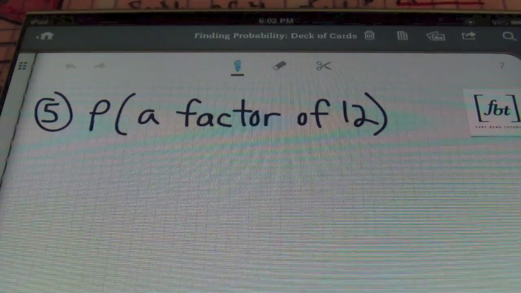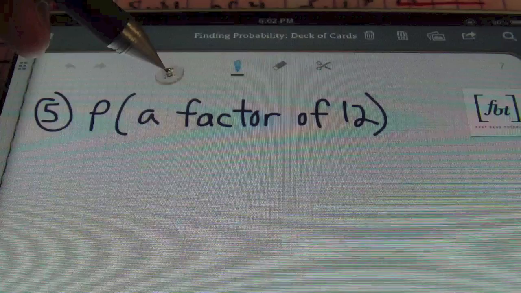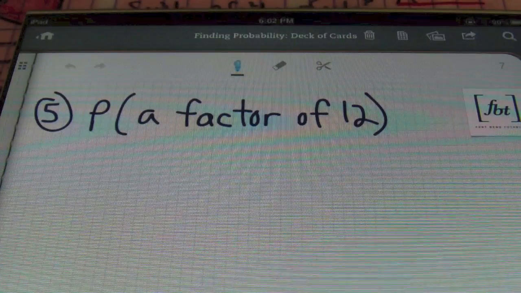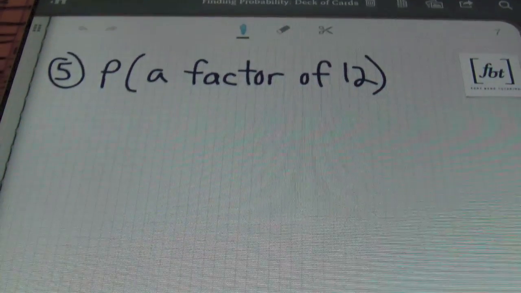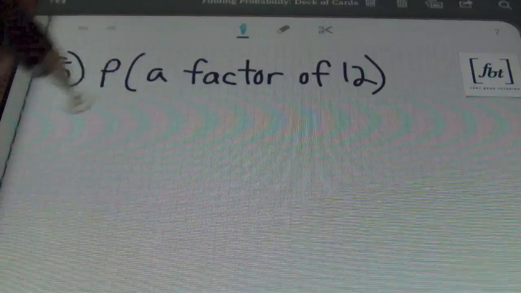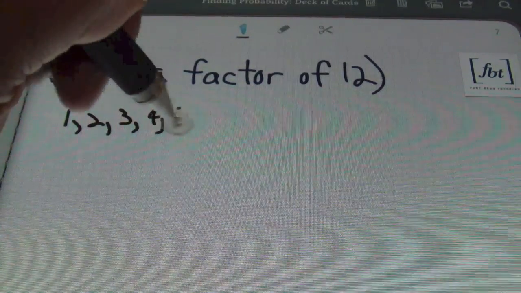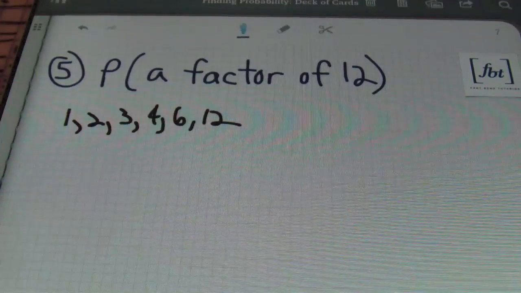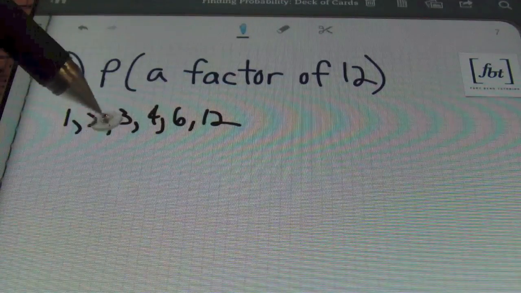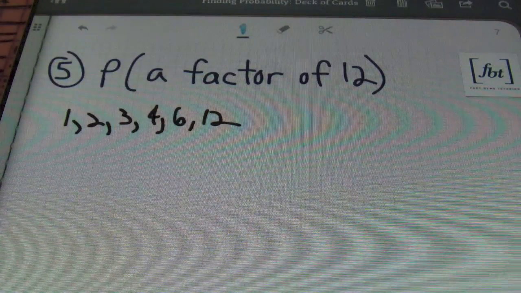Now problem number 5 is asking for the probability of pulling a factor of 12. Well, let's look at the factors of 12 real quick, okay? So the factors of 12 that I know of are going to be 1, 2, 3, 4, 6, and 12. These are factors of 12. Well, how many of these factors can we find in the deck of cards?